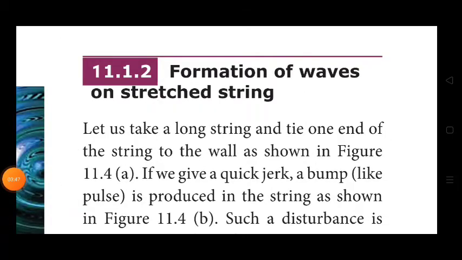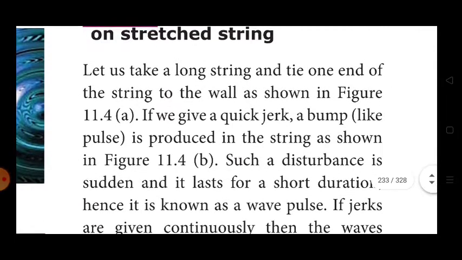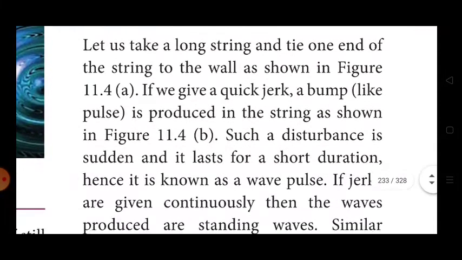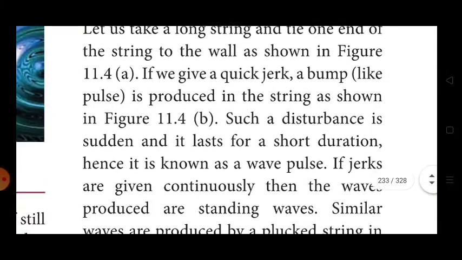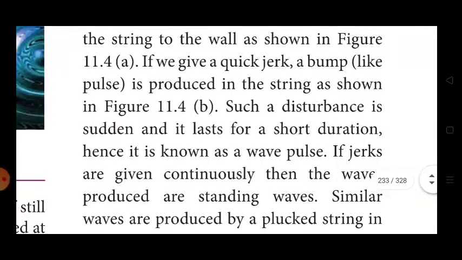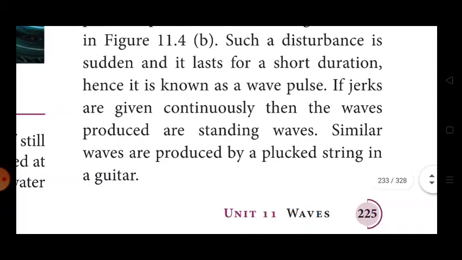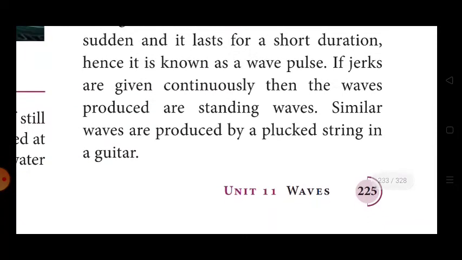Formation of waves on a string. Let us take a long string and tie one end of the string to the wall. If we give a quick jerk, a bump-like pulse is produced in the string. Such a disturbance is sudden and lasts for a short duration. Hence this is known as a wave pulse. If jerks are given continuously, then the waves produced are standing waves. Similar waves are produced by a plucked string in a guitar.